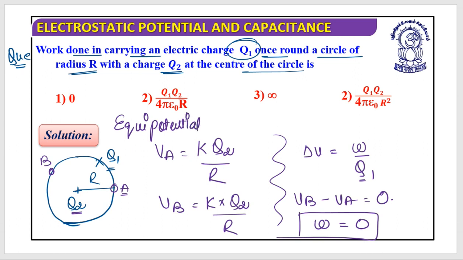Do you remember this? Yes, this is the equipotential surface, and the work done to bring a charge from one location to another on an equipotential surface would always be 0. I hope this is clear.